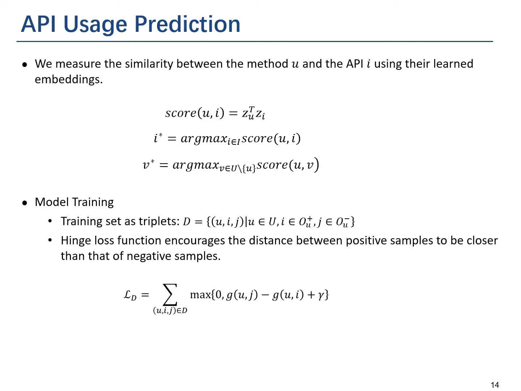Finally, we can measure the similarity between a method U and the API I using their node embeddings, and rank all APIs by their scores.